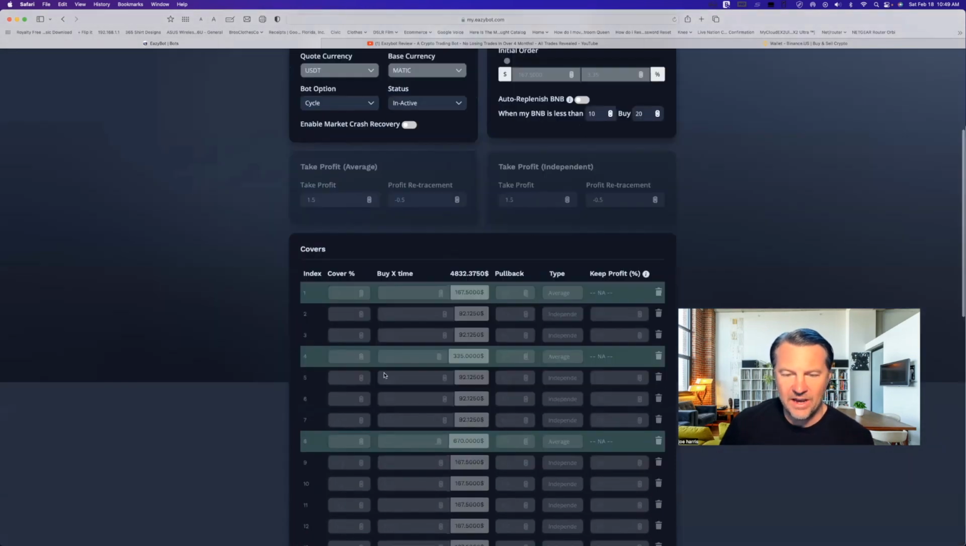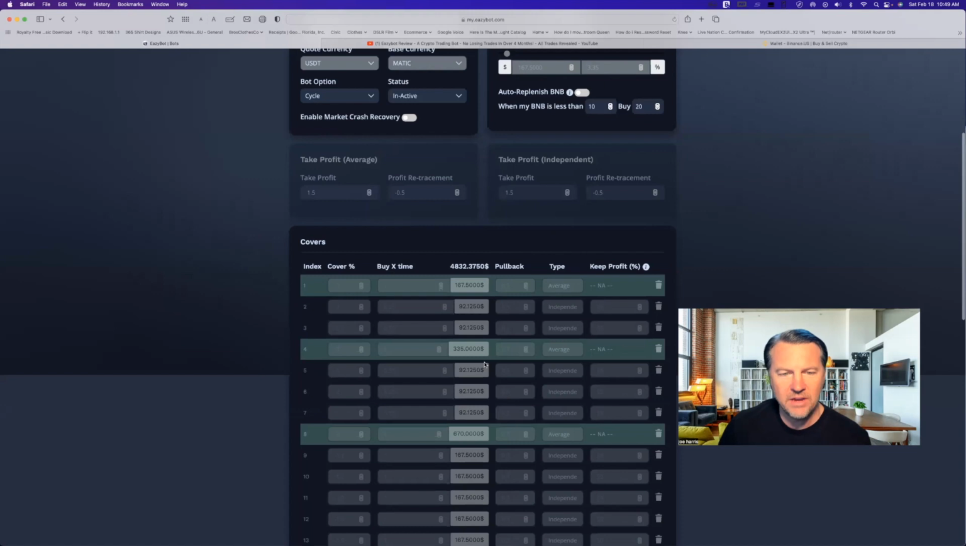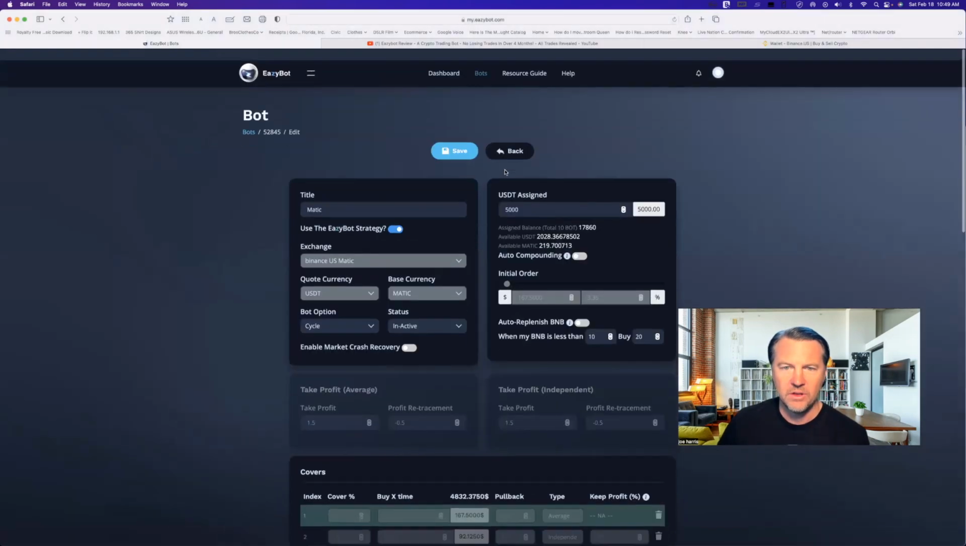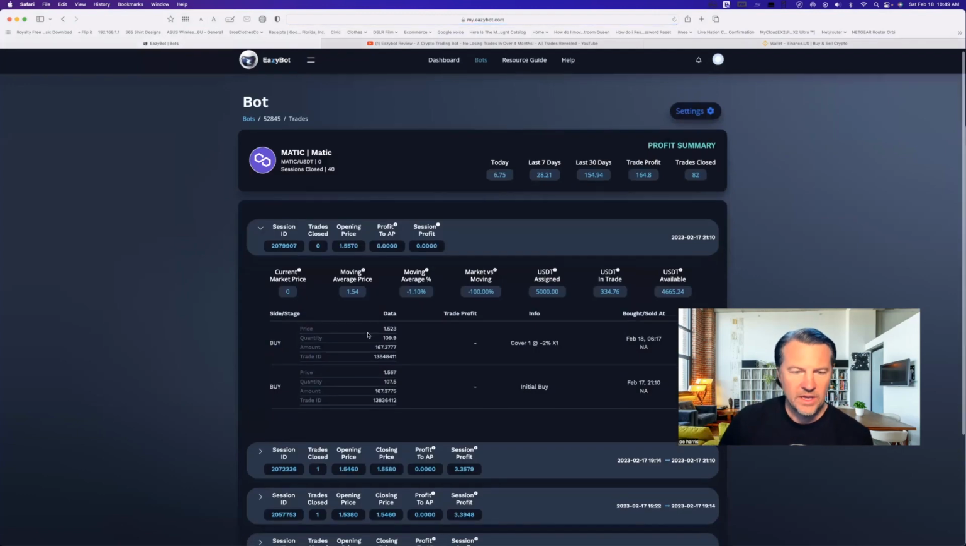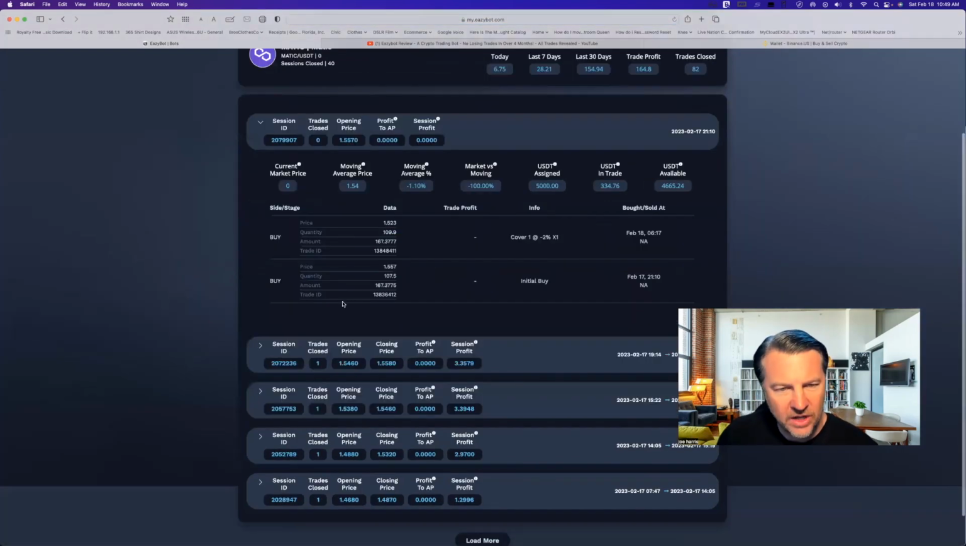And here's the trades. I don't mess with the EazyBot. This is what I pay for. I pay for them to figure out how the trades should go. And so right now it looks like I'm in 2 buys on Matic. So the first buy, my initial buy, was at a price of $1.55. I bought 107, so that's a total of $167. Now, it went down by 2%. Look, it went down to 1.52, so it bought a cover.